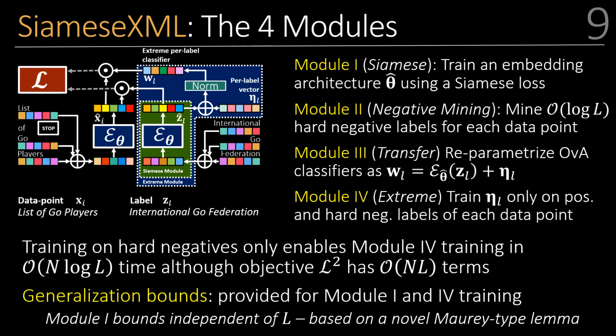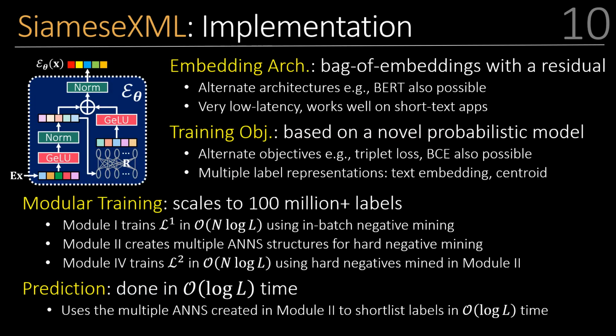We also provide generalization bounds for module 1 as well as module 4 training. In particular, SiameseXML offers generalization bounds for its module 1 that are independent of the number of labels, based on a novel Moiré type specification lemma. SiameseXML presents a general pipeline with support for various feature architectures, including BERT. In particular, this paper performed experiments on a frugal bag of embedding based architecture to meet the low latency requirements of our application.